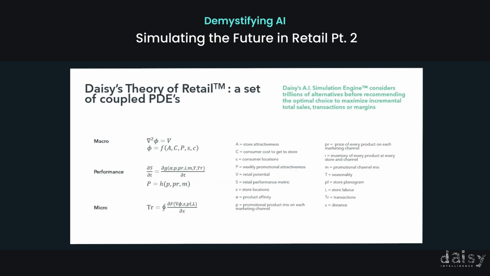So here we have Laplace's equation or Poisson's equation. We can add a potential function to the macro market or the e-commerce market, and we can define a potential function, which is a function of store attractiveness, how difficult it is for the consumer to get to the store, how attractive your promotions are, your historical retail performance, where the consumers live.